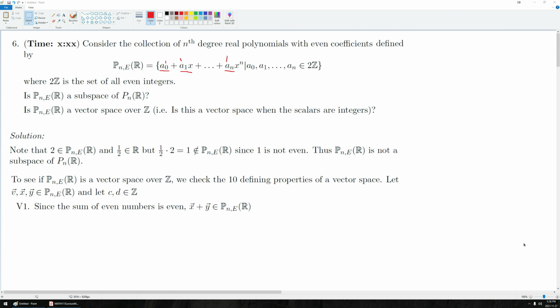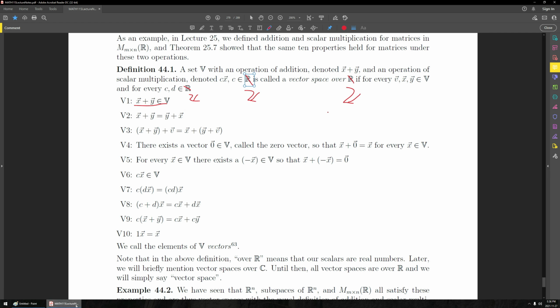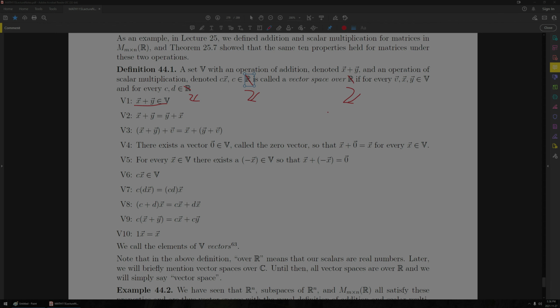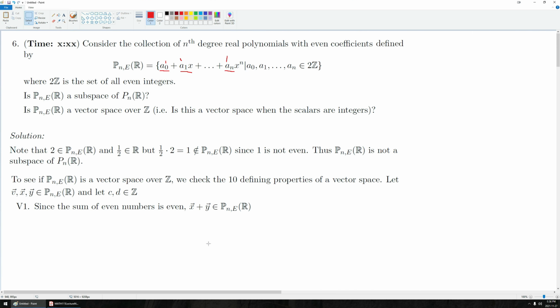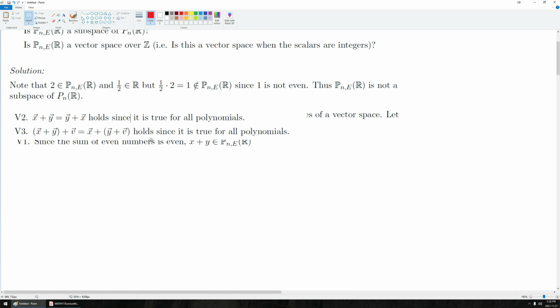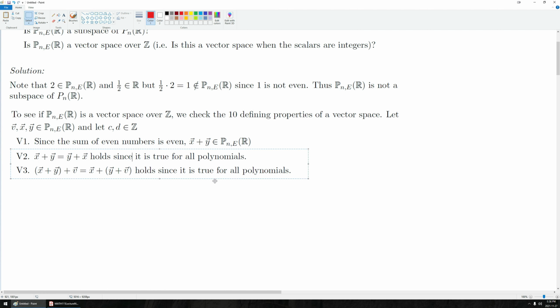Okay, so now since V1 holds, I now need to check V2. Is this property true? Well, that holds for all polynomials, pretty easily. Therefore, it holds for the polynomials of this form. Same thing for V3. This is true for all polynomials. Therefore, since this is a subset of the set of all polynomials, this would hold for this new proposed potential vector space. Okay, so all of these are true thus far.